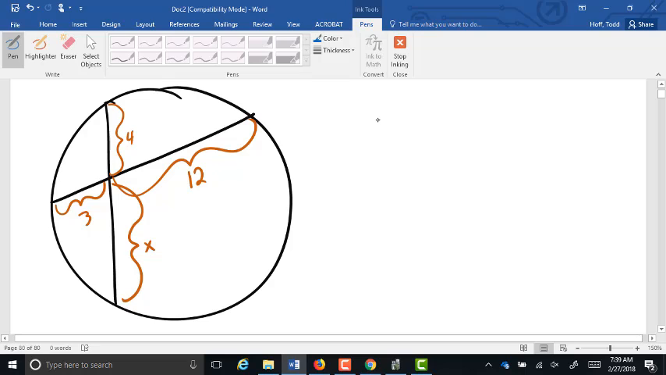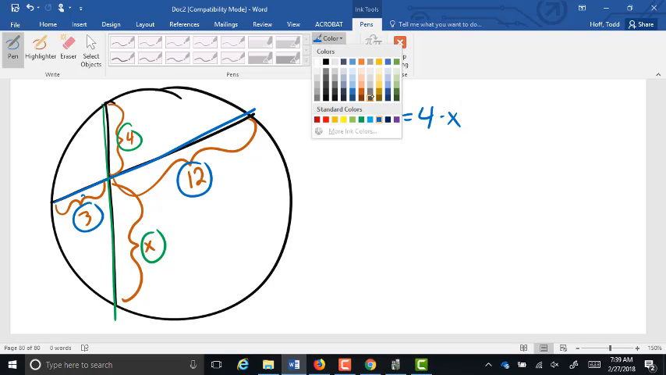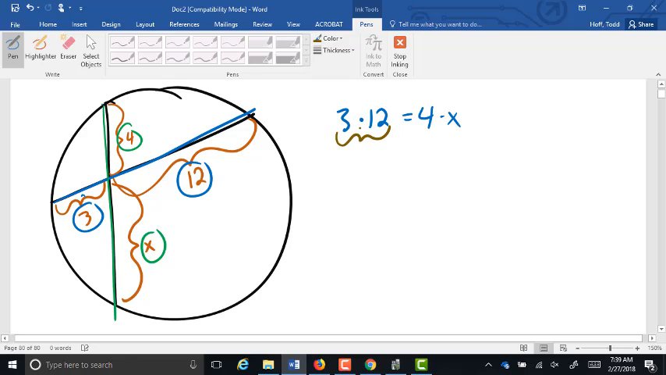When two chords intersect each other, the product of their pieces is the same for both chords. What do I mean by that? Well, this chord here is cut into two pieces, 3 and 12. The product of their pieces is 3 times 12. This chord here is cut into two pieces, 4 and x. So the product of their pieces would be 4 times x. Those must be the same for the two chords. So 3 times 12 is 36, equals 4x. We divide by 4, x has to be 9.